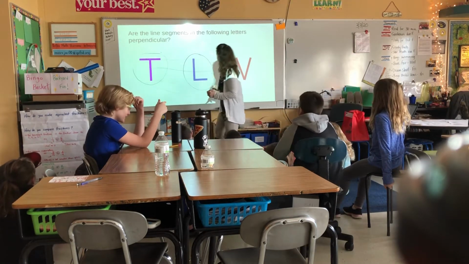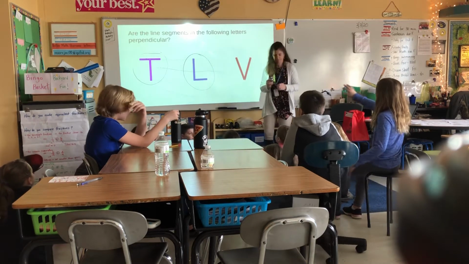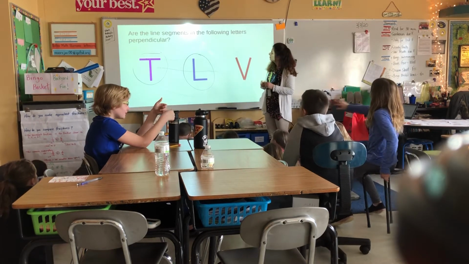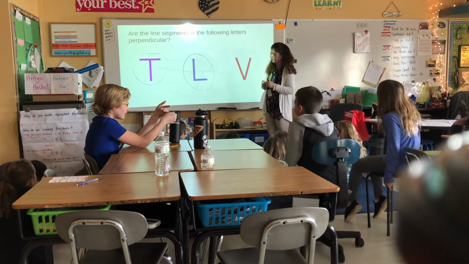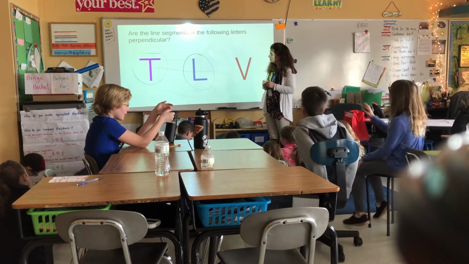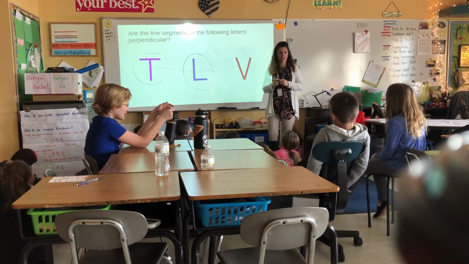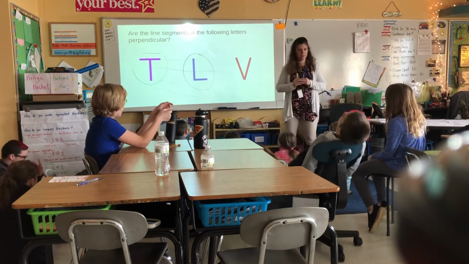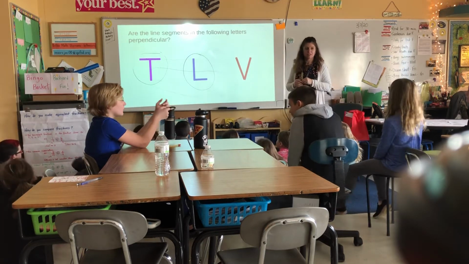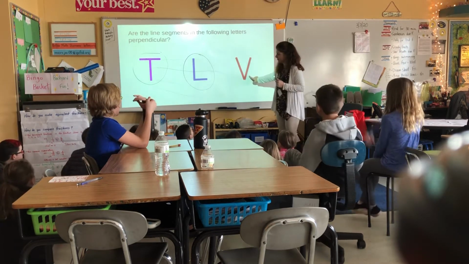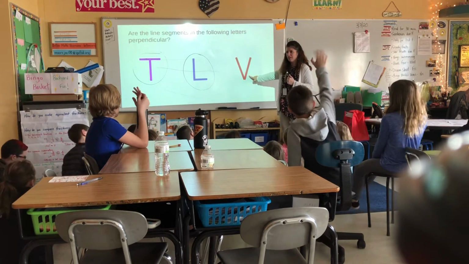Because there's a right angle at the corner part of the L on the bottom, but then on the T there's two. And they have what kind of angles in them? That's very important. Right angles. How about this one? How about the V?